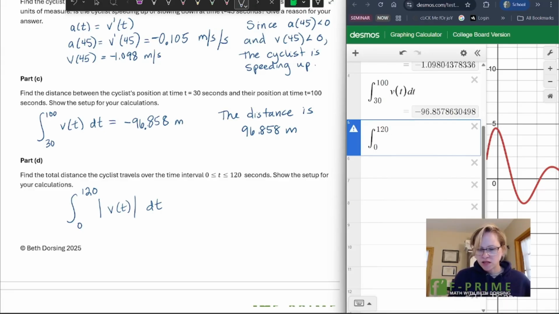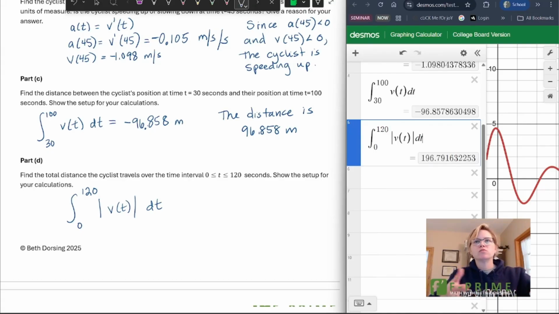I can also use my keyboard right above my enter key. I should have a little vertical bar. So if I hit shift and then that button, I get the absolute value bars. So there's more than one way to access that absolute value. You can also type in the command ABS parentheses, and that will also pull up the absolute value.